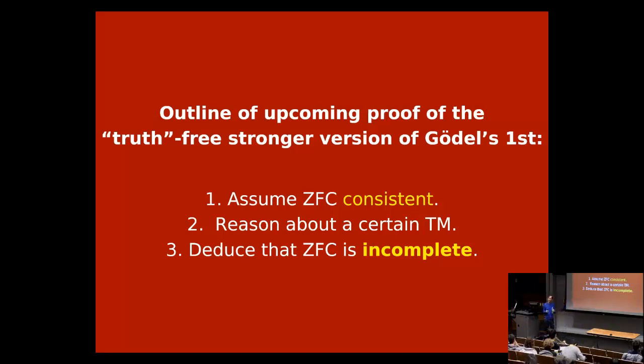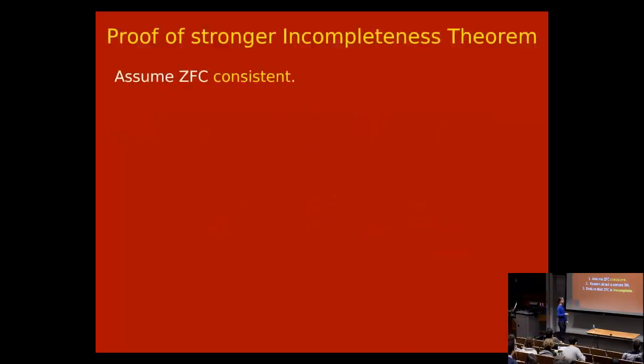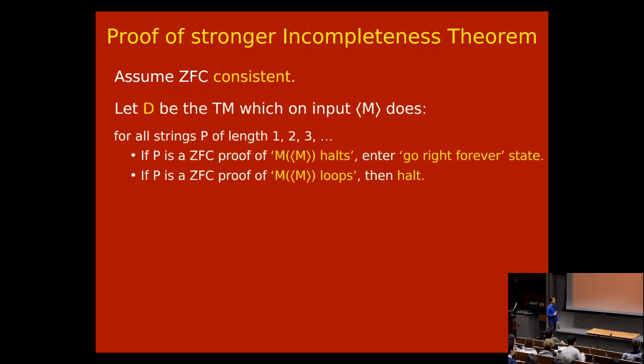Are we ready? Questions? Well, I told you the first line of the proof of Gödel's first incompleteness theorem. It's: assume ZFC is consistent. And the last sentence is going to deduce that ZFC is incomplete. So there's the first sentence. I think the proof won't quite fit on one slide.